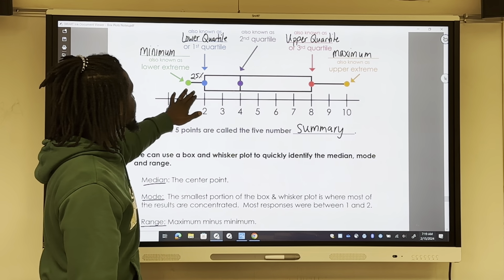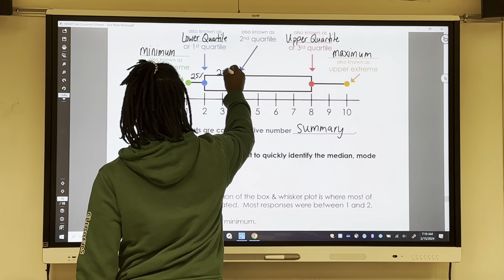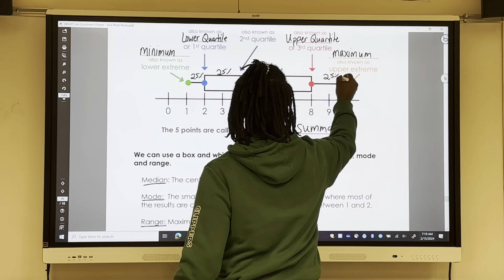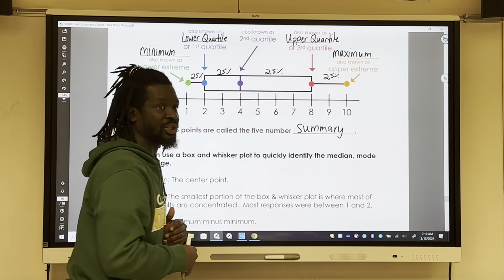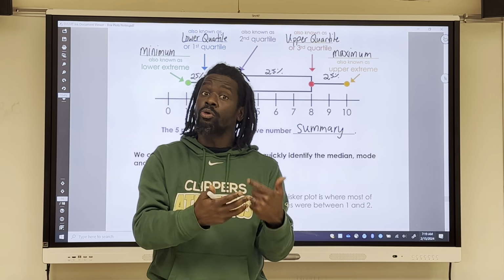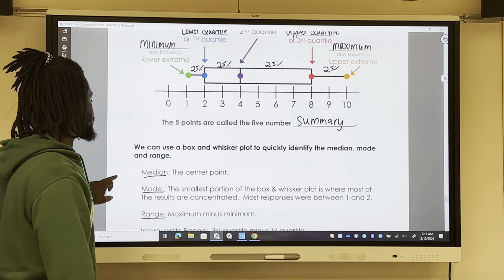So, again, the smallest section, because again, remember, there's 25% of our data in each of these sections, right? And so if it's a longer section, that just means the numbers are actually more spread out. It doesn't mean there's more of those numbers there. It just means that those numbers are more spread out, okay?